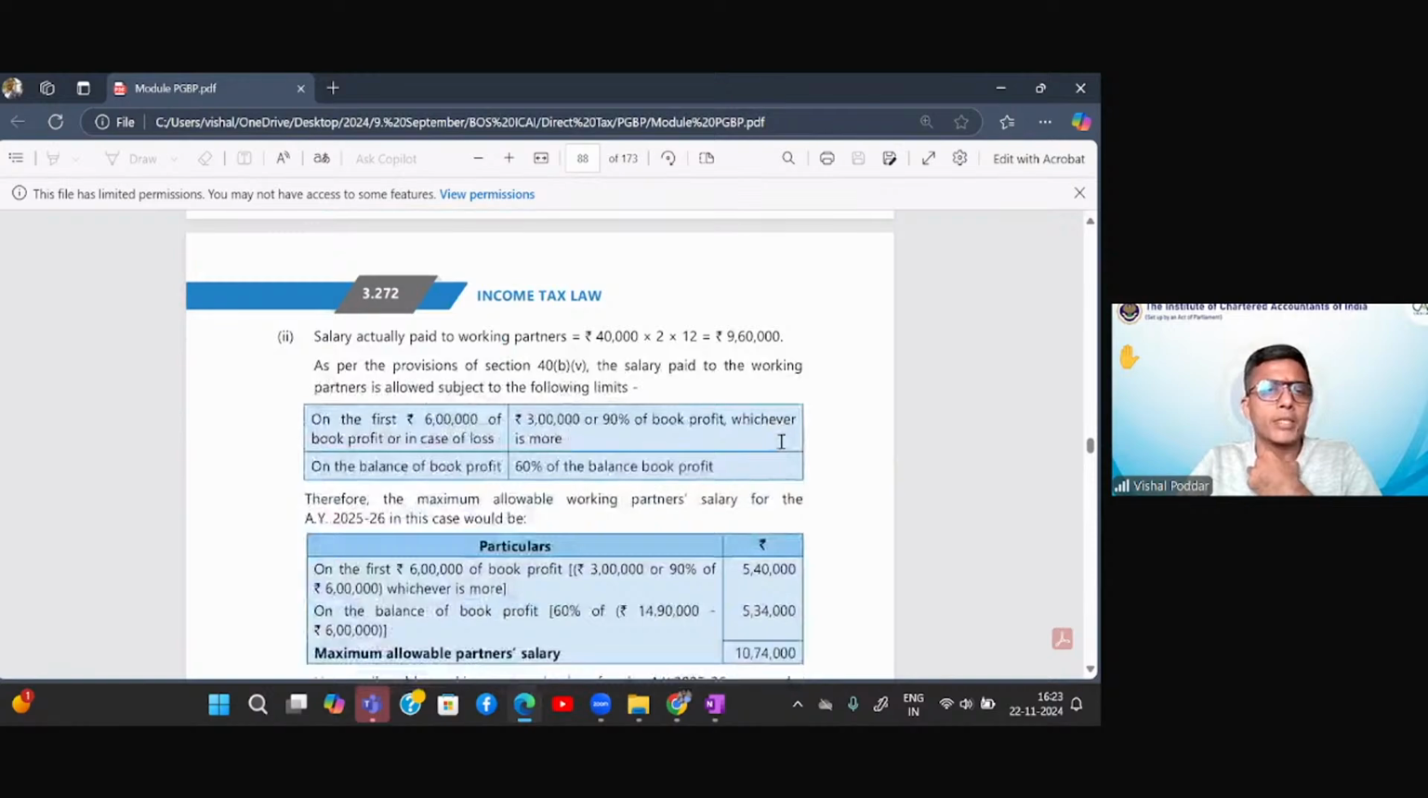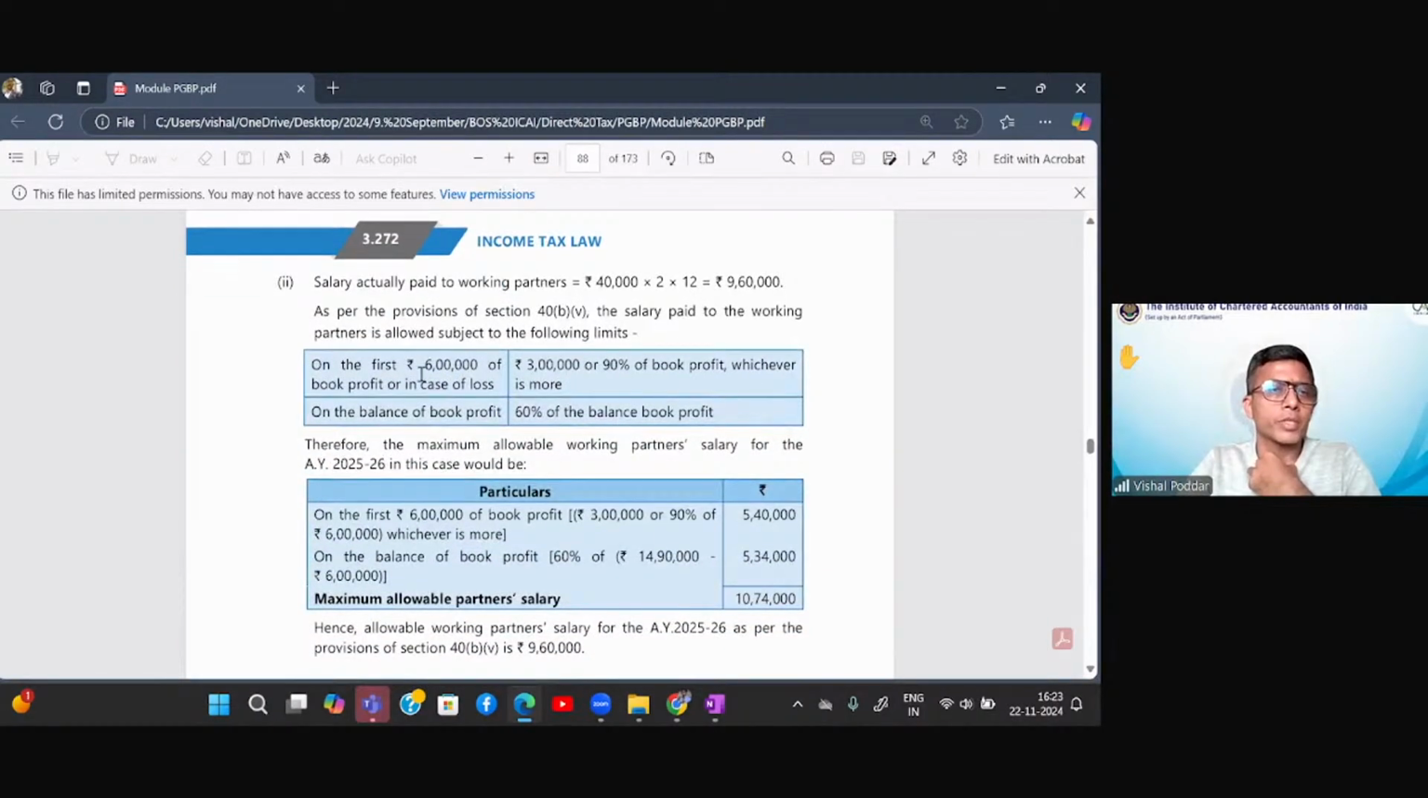Now on this, apply slabs. What is a slab? For the first 6 lakhs, you take 90%. For the balance, you take 60%. How much does it come to? It comes to 10 lakhs 74,000. This is the maximum limit.